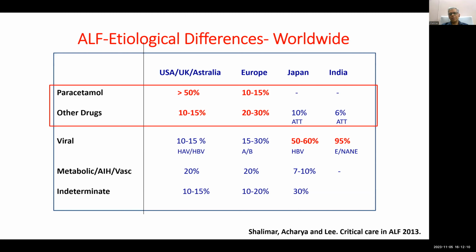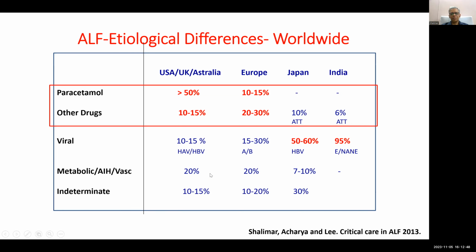Okay, let's look at how the etiologies of ALF differ between the Indian subcontinent versus the West. Looking at the data published from the West, which includes Europe and the Americas, we see that paracetamol constitutes the majority of cases of acute liver failure, more than 50% of cases of ALF. In contrast, in India, it is the viruses, and drugs constitute only 6 to 7%, as I have highlighted.